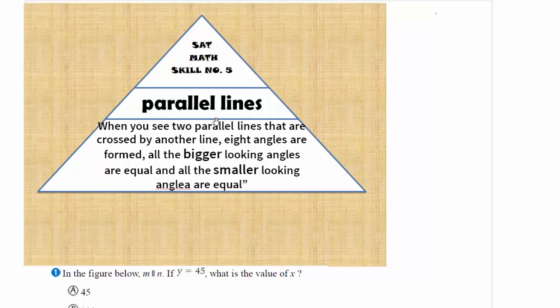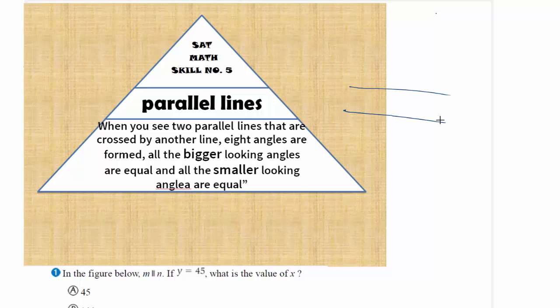So today we are going to do the fifth skill out of those 40 SAT math skills which you need to get the perfect score. So the fifth skill is related to parallel lines, and it's telling you when you see two parallel lines that are crossed by another line.